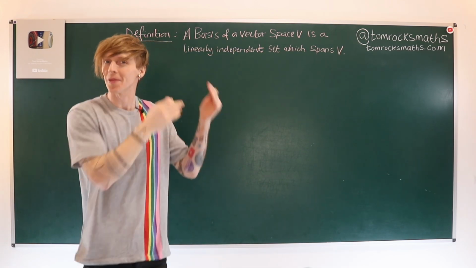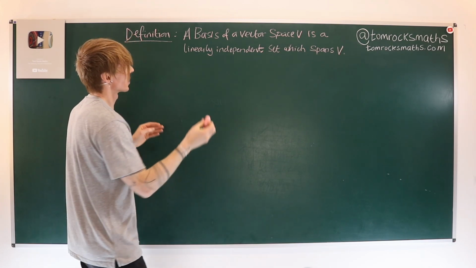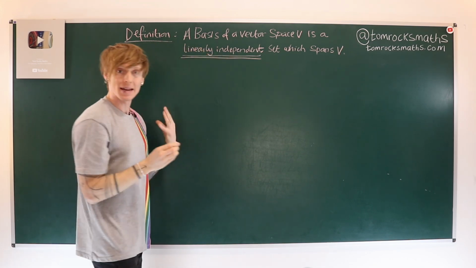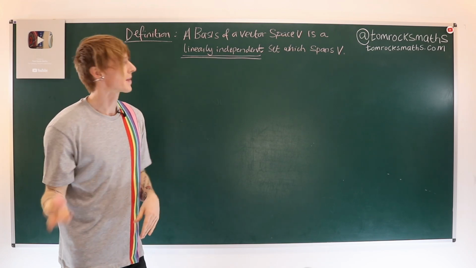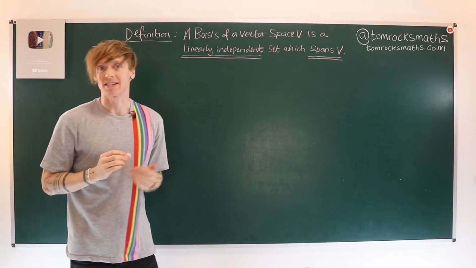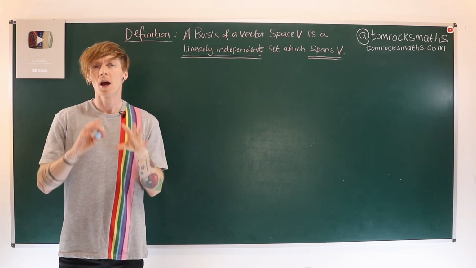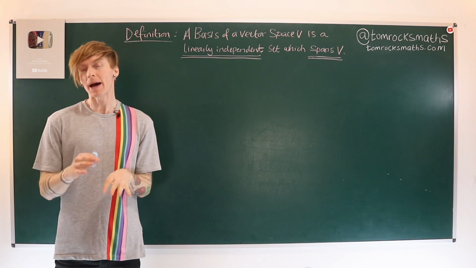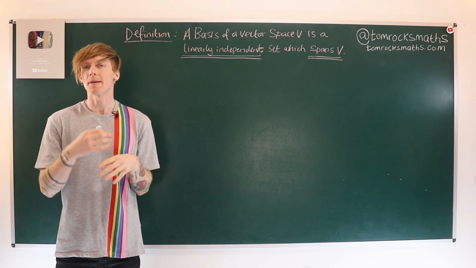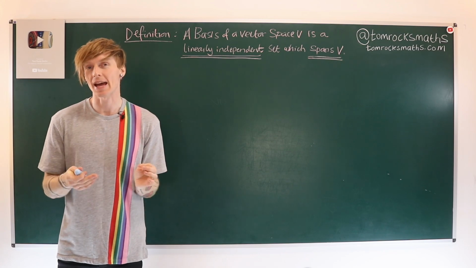So in order to understand what this means, we need two further definitions. We need to know what it means for a set to be linearly independent, and we'll be looking at this shortly, and what it means for a set of vectors to span a vector space. We'll start with the definition of a spanning set. We say a set spans a vector space if anything in the vector space can be written as a linear combination of the spanning set.